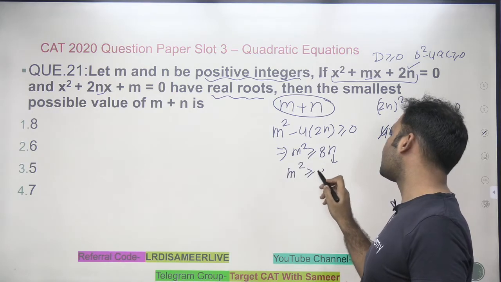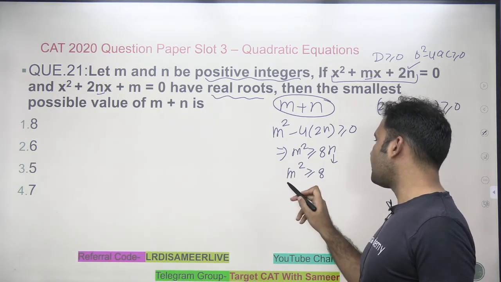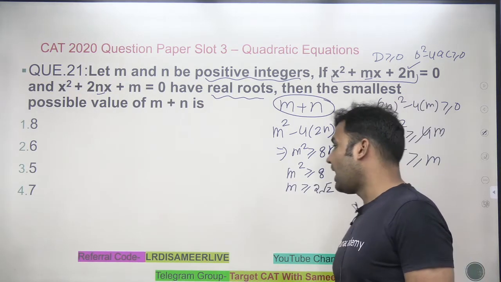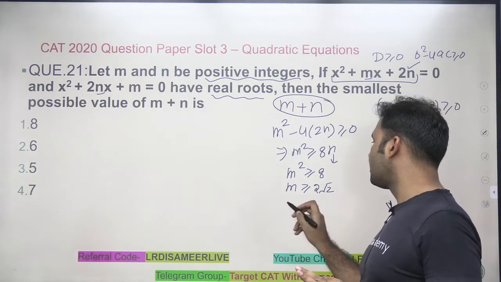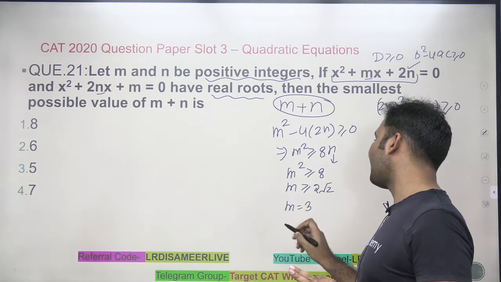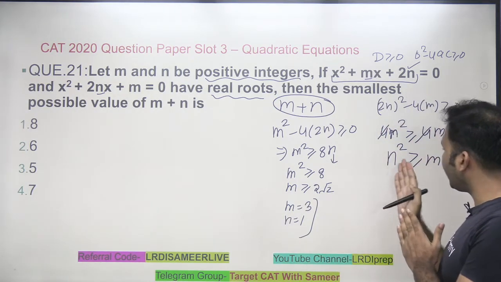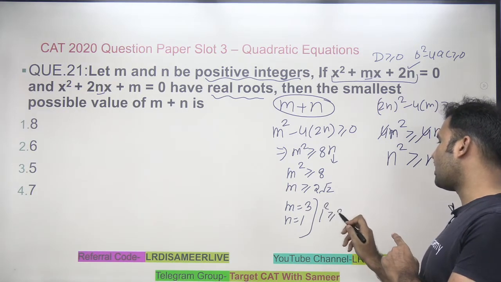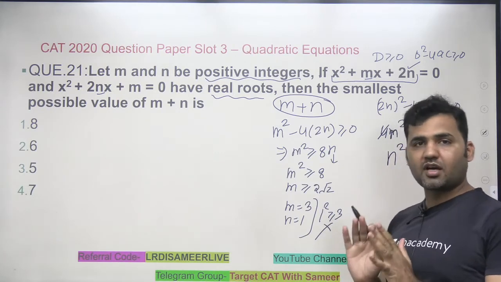If I'm asking you the minimum value of n, which is a positive integer, m square would be greater than or equal to 8. So if m square is greater than or equal to 8, that means m should be greater than or equal to 2 root 2. Now an integral value of m which is greater than or equal to 2 root 2 is 3. So in this case m will be equal to 3 and n will be equal to 1. But you see that I want n square to be greater than or equal to m. Now this is not true. So therefore n equal to 1 is not a valid solution.